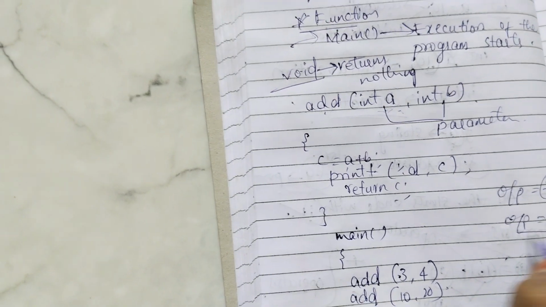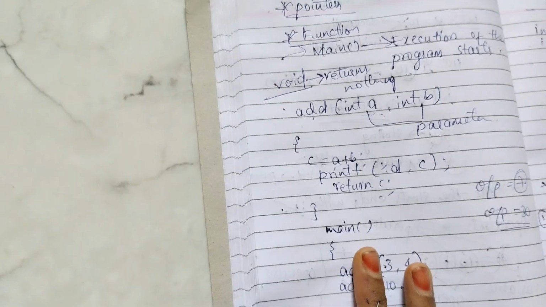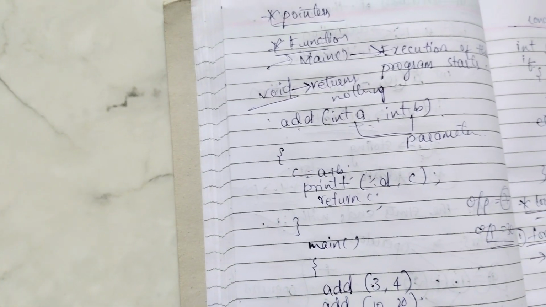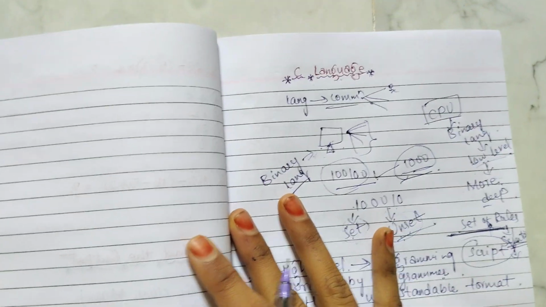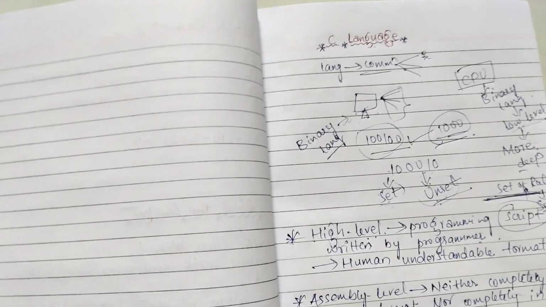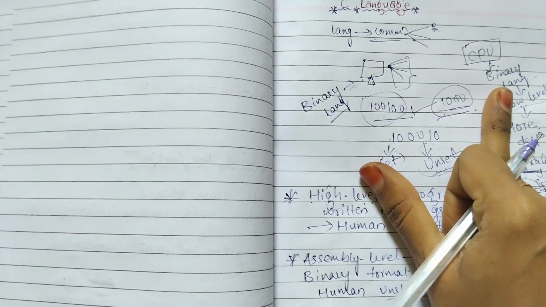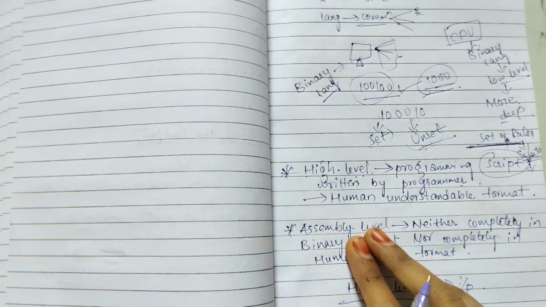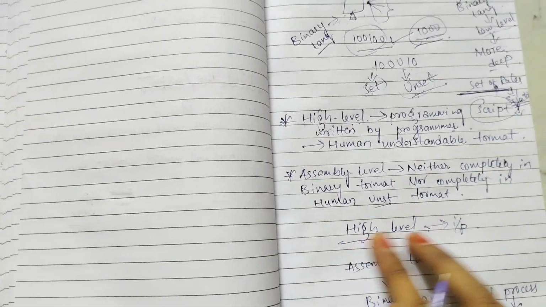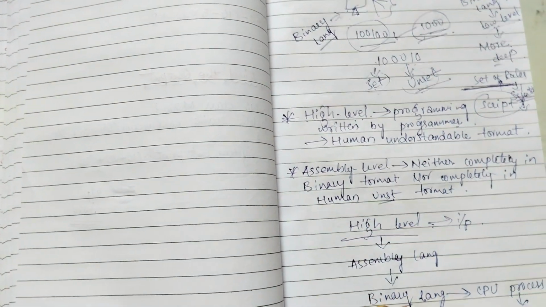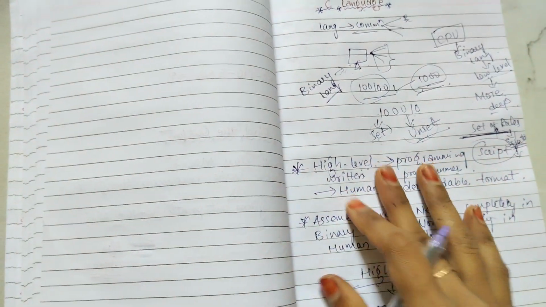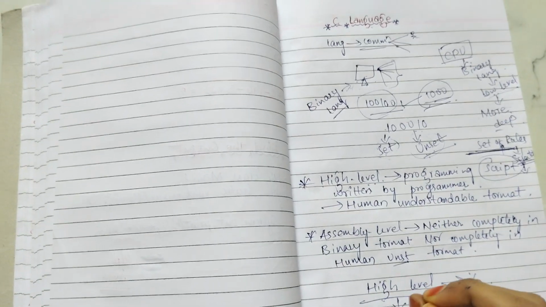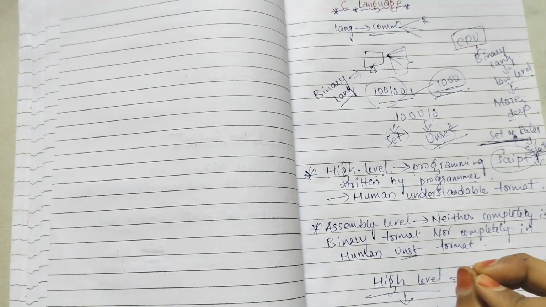Clear? This is about the function. I have explained the small topics in a simple way. Here this video completes. The complete explanation: I have told you about C language, what a programming language is, why we use it, what high level and assembly level are, and how the high level is converted into binary language using assembly level language. I have explained in simple terms. If you don't know anything about programming language or C language, you can easily understand by this.